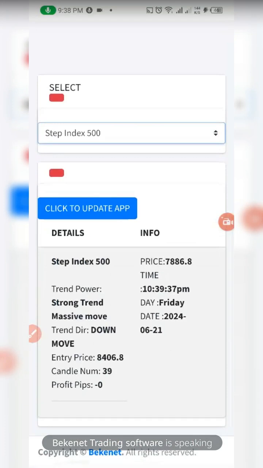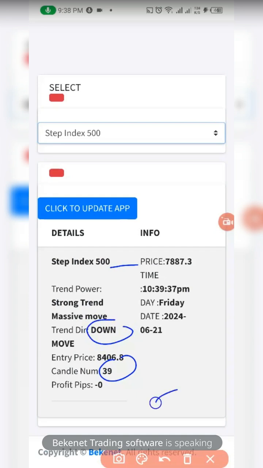As you can see, we're having what? This guy has been down for long. 32 candles, it has been down for long. So all you need to do is look at the trend direction, down move, number of candles, 0, 1, or 2. Check your time if your time is working.